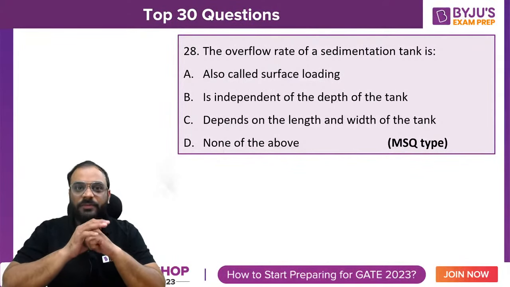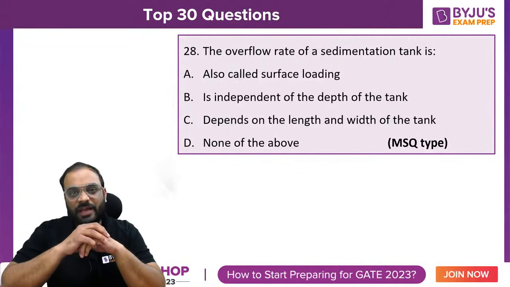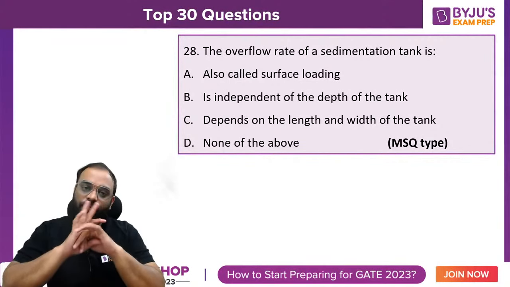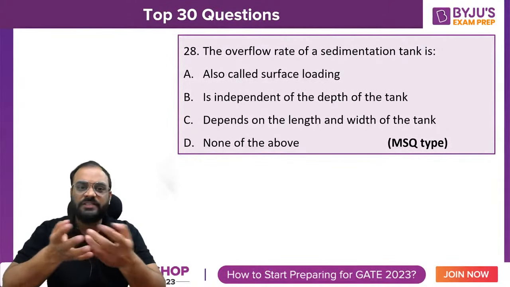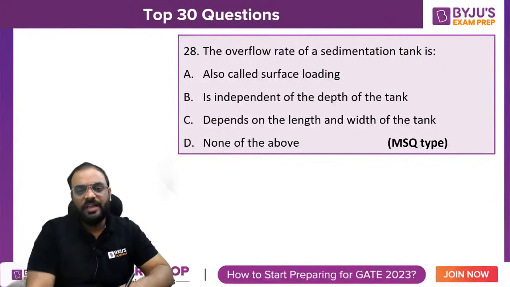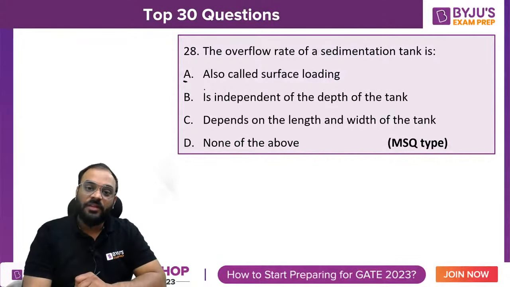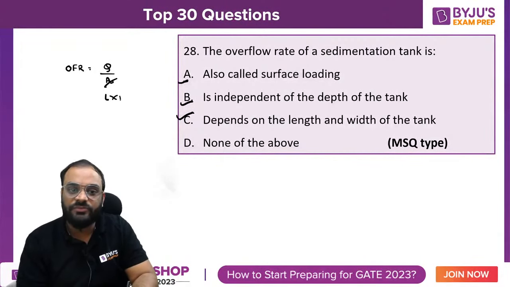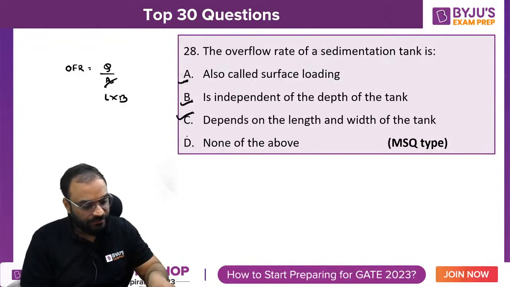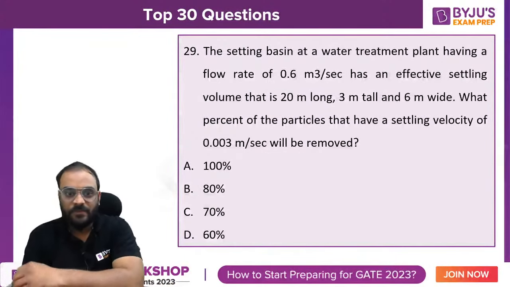But on the basis of formula, both the values are the same. Overflow rate as well as surface loading rate. So option A can be a correct one because of formula. It is independent of depth of the tank. Overflow rate will become discharge upon surface area, right? So it is independent of depth. Yes, it depends upon length and width, because this is length cross width. So A, B, C are the correct answers. Next question.